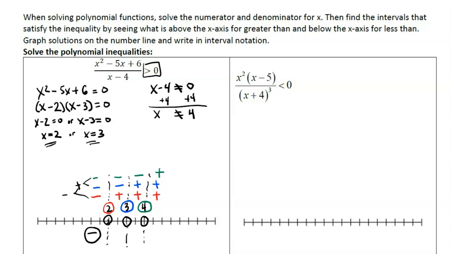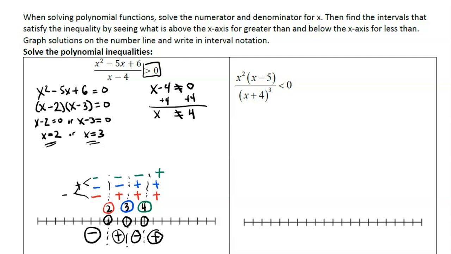Negative times negative is positive. Positive times positive is positive, in between 2 and 3. And then we have negative times positive would be negative in between 3 and 4. And then finally, to the right of 4, positive times positive is all positive.